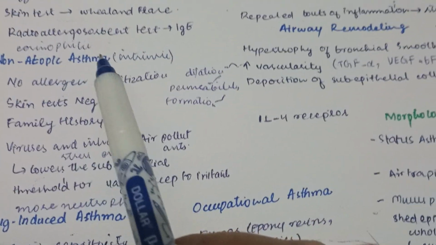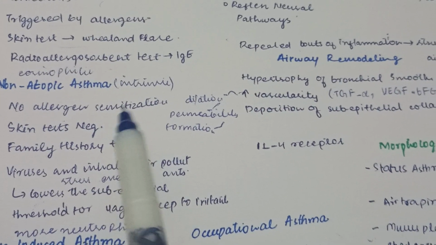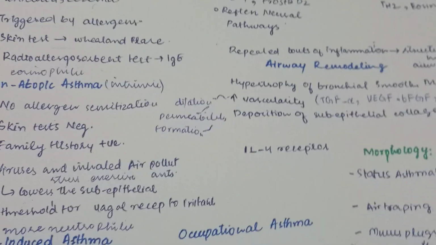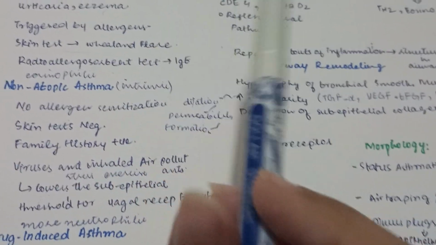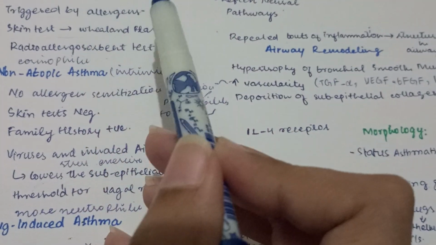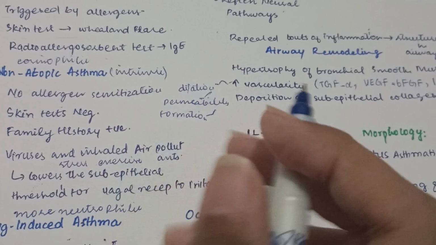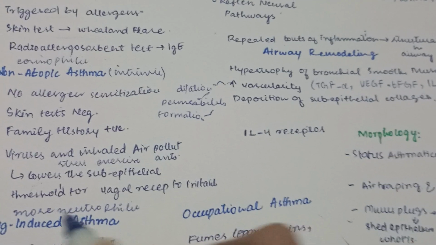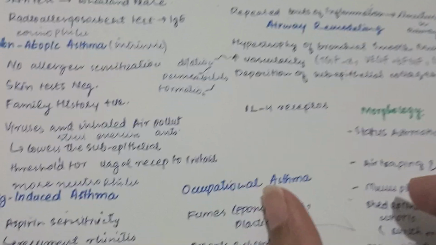Next, we have non-atopic asthma. In this, no allergen sensitization is present, in contrast with atopic asthma. Here, skin test is negative, but in atopic it is positive. Family history is positive in both. The upper one is mostly triggered by allergens, and the lower one is mostly triggered by viruses, stress, exercise, and air pollutants. Okay. Next, it is mostly neutrophilic as compared to the above one, which is eosinophilic.